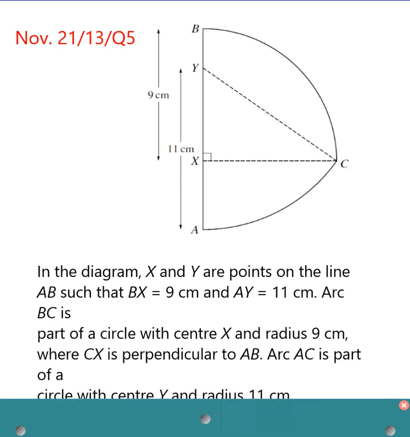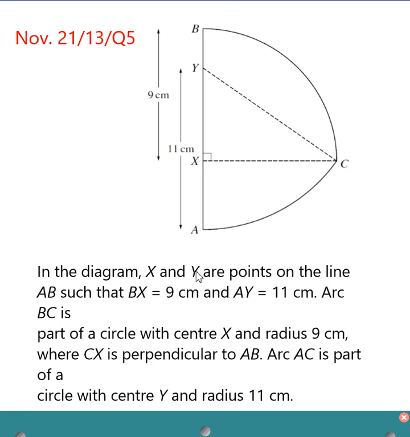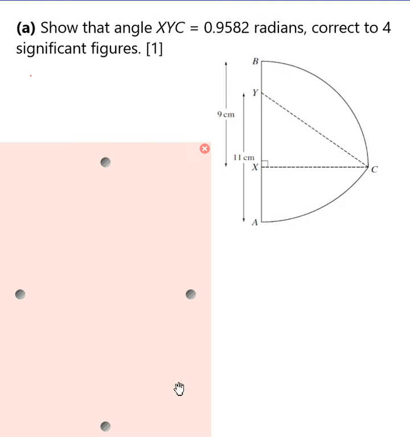Arc AC is a part of a circle with center Y. So basically we are talking about two circles, one with center X and the other with center Y. So this is very important information. Now let's see what the question is asking. The first part of the question is saying show that angle XYC is 0.9582. This is what you have to prove.